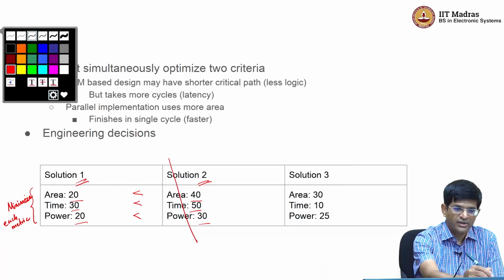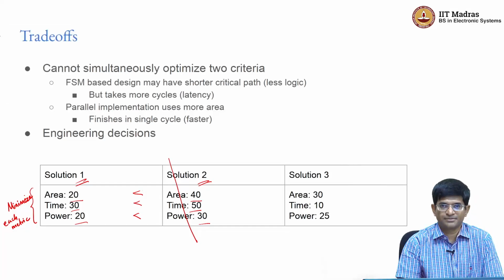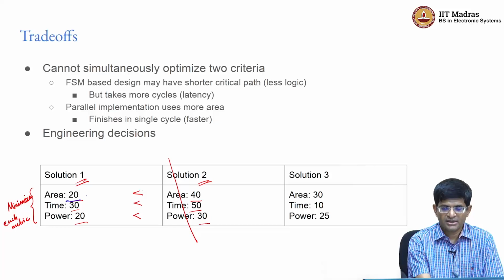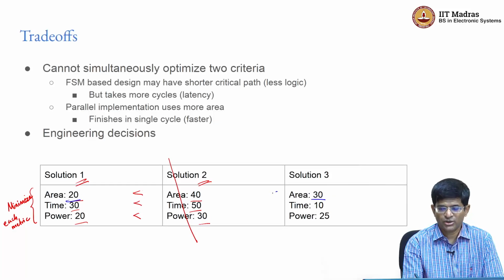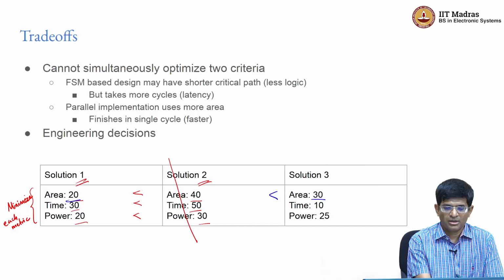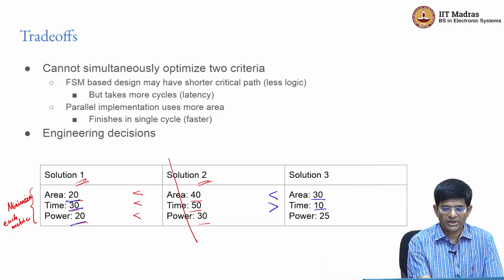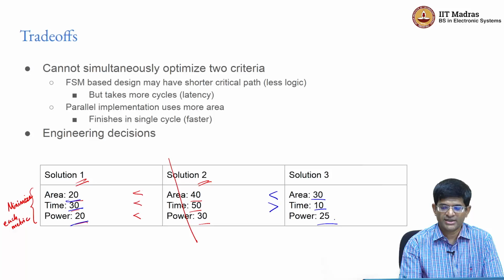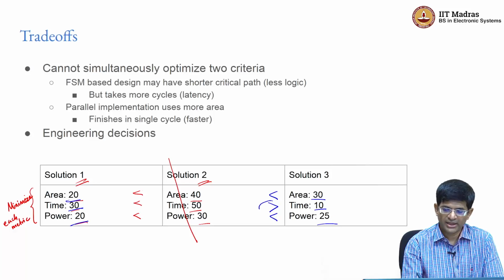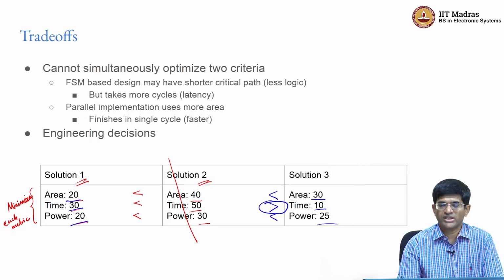The story is different when we talk about solution 1 and solution 3, right. Now let's consider 20 versus 30, yes, solution 1 is still better. But what about time? 30 versus 10, now I find that solution 3 is better, right. And okay, right now I can also look at power, it turns out that in this case solution 1 is actually better, right. But it does not matter, all that I care about is there was at least one metric on which solution 3 has turned out to be better, right. Now what do I do?